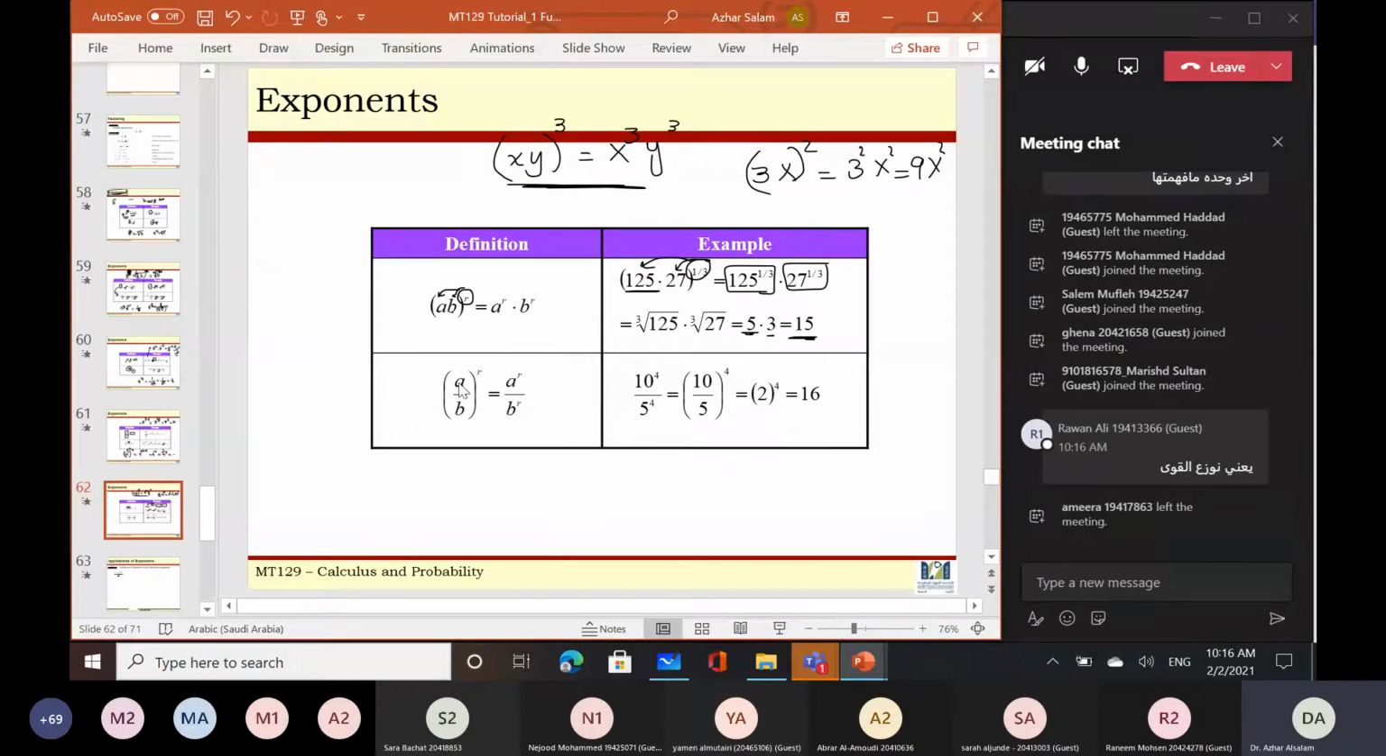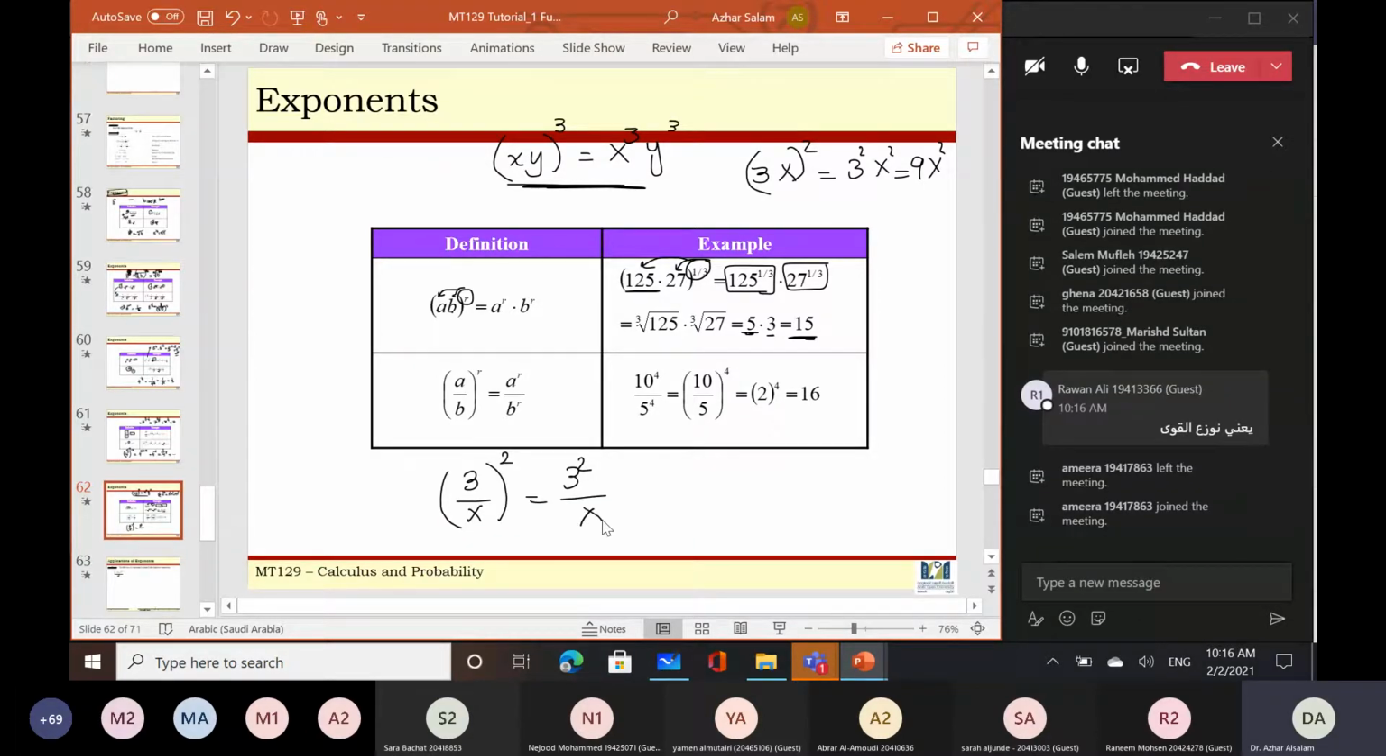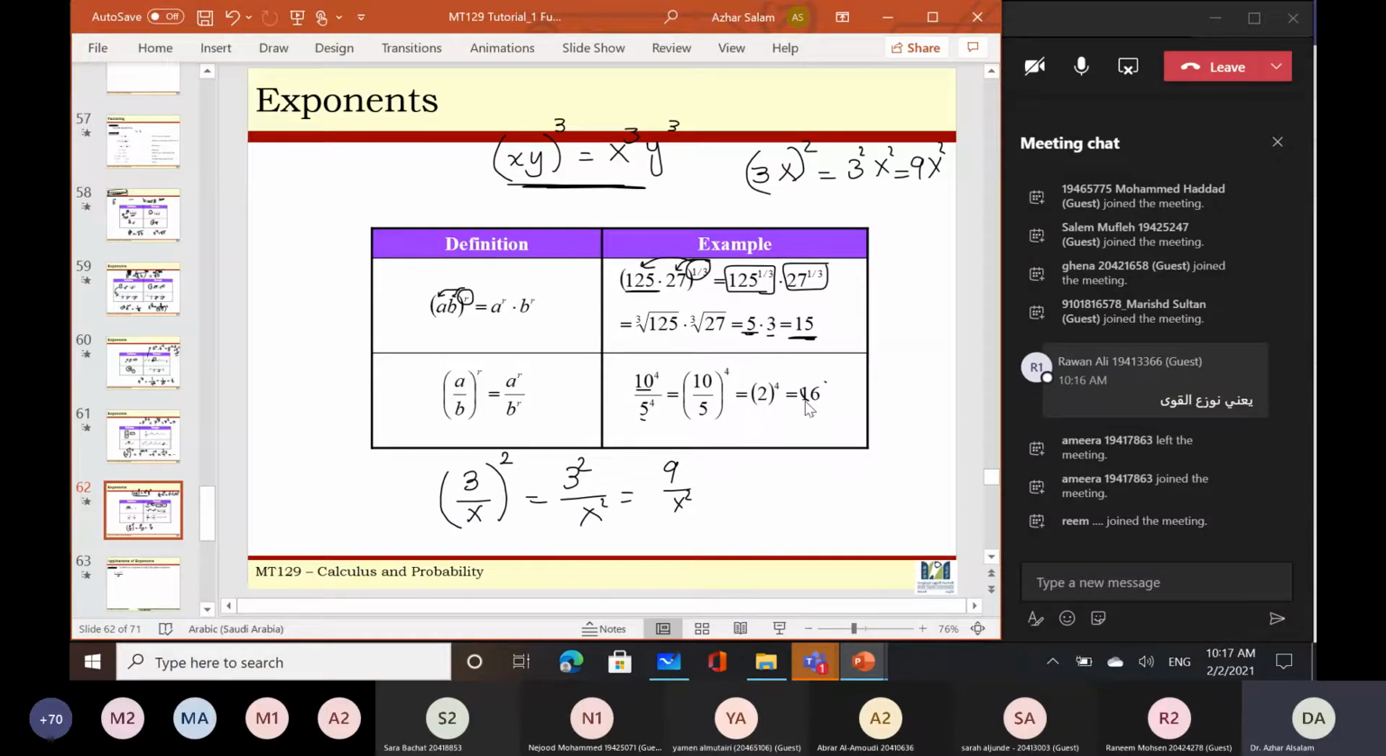Okay, the same thing for the division. If I divide two numbers like that, x over 3, for example, all to the power of, for example, 2, it will be x squared over 3 squared, x squared over 9, like this. Or it could be just numbers. I have 10 to the power 4 over 5 to the power 4. Okay, it will be the same. Of course, here is the converse. I begin with the distributed powers. 10 divided by 5 is 2, to the power 4, it will be 16.